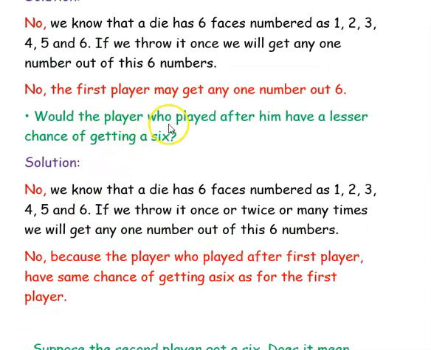Next question, would the player who played after him have a lesser chance of getting a 6? So for this also the answer is no. We know that the die has 6 faces numbered as 1, 2, 3, 4, 5 and 6. So if you throw it once or twice or as many times, we will get any one number out of these 6 numbers. So we say no, because the player who played after the first player has the same chance of getting a 6 as the first player.